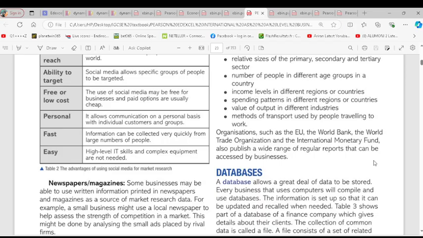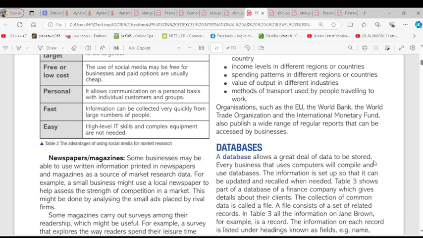Fast. Information can be collected very quickly from large numbers of people. With Facebook, Instagram, or these platforms, you can gather information immediately. A lot of comments, through those comments, you can skim them and gather information. That's social media. And the last one, easy. High-level IT skills and complex equipment are not needed. Social media doesn't need high technology anymore. With your phone, you can get it done. So it is easy. Any question about that? So that's about the importance of social media.